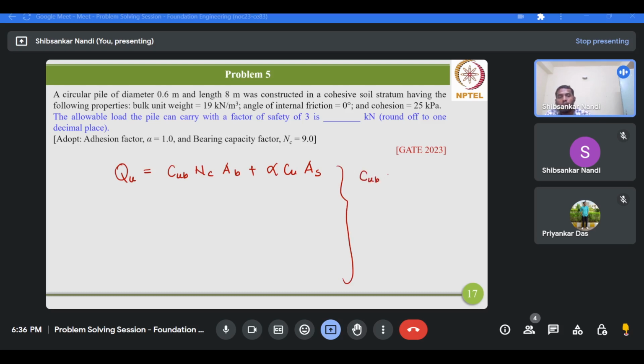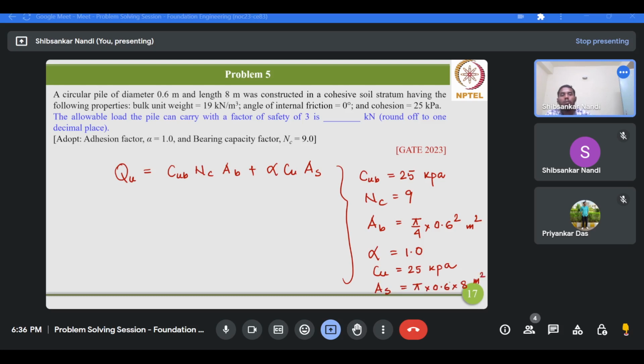So here I am summarizing the data. Cu at the base is 20 kPa, cohesion at the base. Nc is 9. Ab is pi by 4 into 0.6 square, that many meter square. Alpha is 1. Cu again is 20 kPa, and As is pi multiplied by 0.6 multiplied by 8. You just have to substitute these values in this equation.